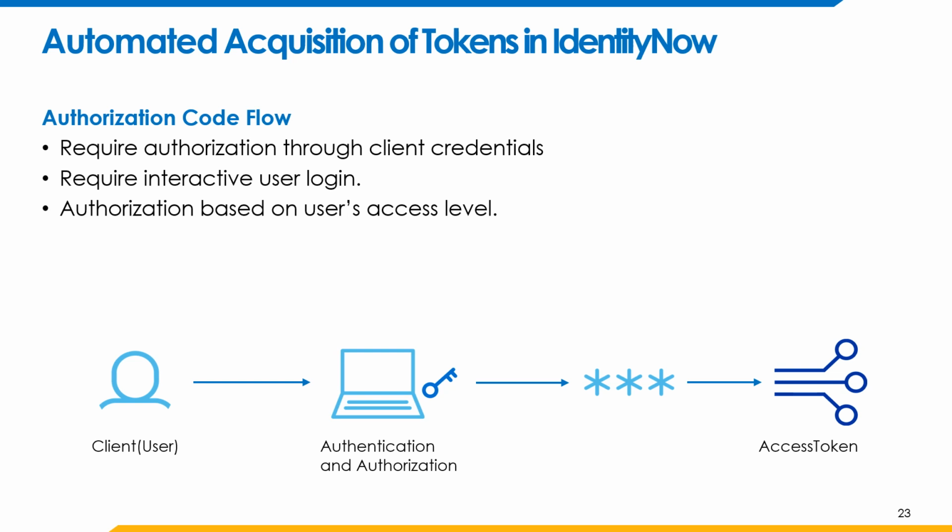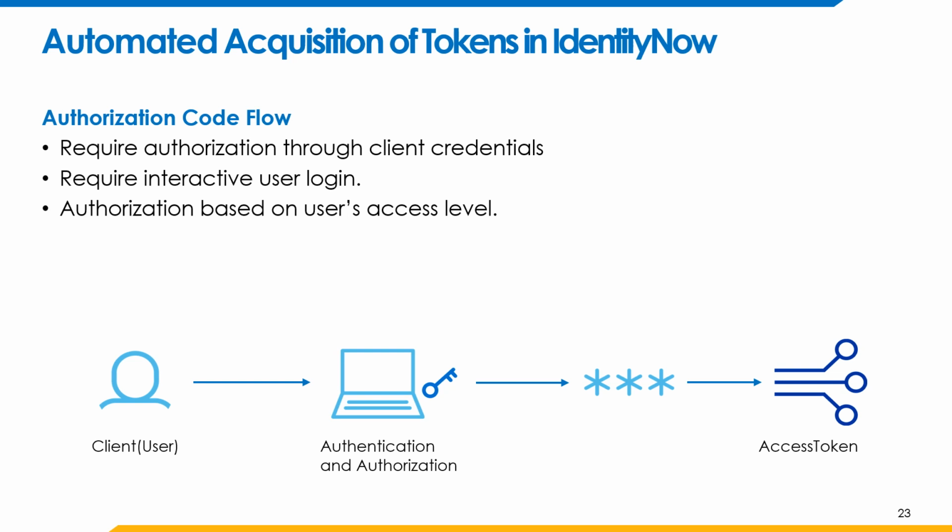In this slide, we are going to see how to generate automated acquisition of a token in IdentityNow with the help of the authorization code flow. Before that, we need to have a look at the prerequisites. We require authorization through client credentials such as client ID and client secret. It requires an interactive user login. The user should be logged in to IdentityNow. Authorization is based on the user's level of access, with user level permissions. Common usage is only for web applications.